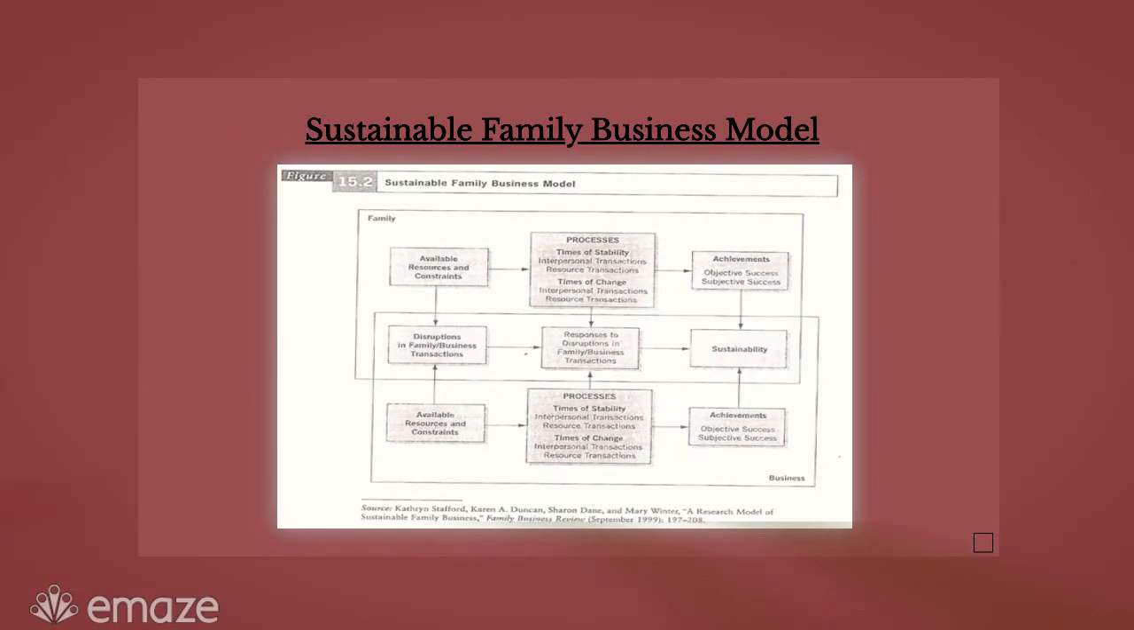As mentioned earlier, there should be a separation from the family and the business. Nonetheless, seeing that both parties are being engaged, there will be an overlap. That overlap represents where the family meets the business or where the business meets the family. So in this diagram, it shows just that, where the family and the business are separate. They have their separate resources and constraints, their processes and their achievements. And then in the middle, that shows where they overlap, right?